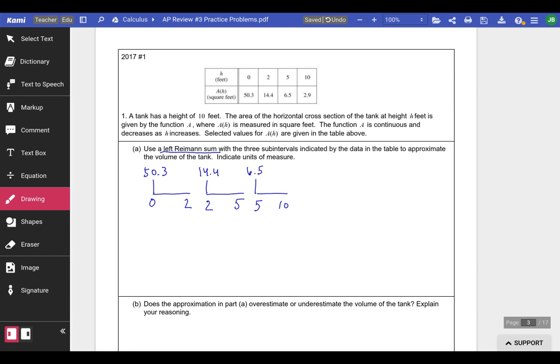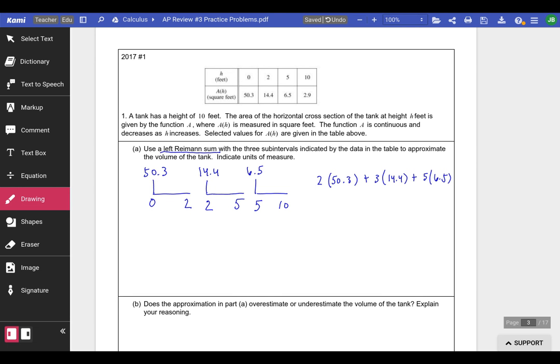When I'm setting up my Riemann sum, I have to be careful here. My subintervals aren't equal length. So I'm going to have 2 times 50.3 plus 3 times 14.4 plus 5 times 6.5. So I can go ahead and add all those up. You will have a calculator, so I would definitely use that to do your adding.